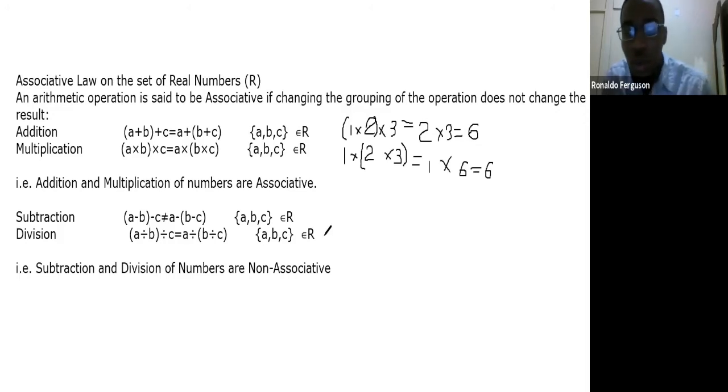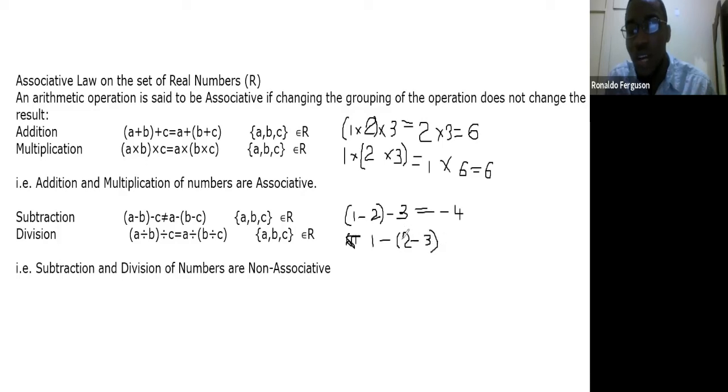Now here is where it doesn't hold true, subtraction. If we have 1 minus 2, and then we close up that and minus 3, 1 minus 2 is negative 1, and negative 1 minus 3 is negative 4. And then right here, let's say we have 1 minus bracket, we subtract 2 minus 3 first. 2 minus 3 is negative 1, and then 1 minus negative 1 is positive 2. Now, negative 4 and positive 2, they are not the same. And so clearly it's not true for subtraction.